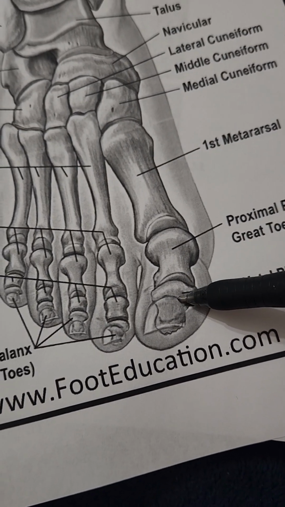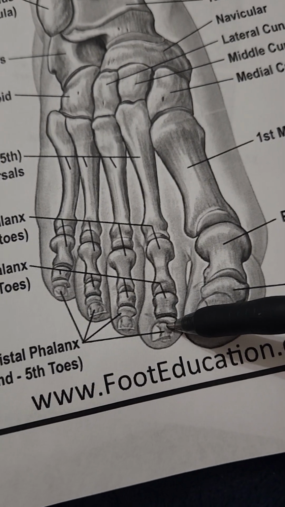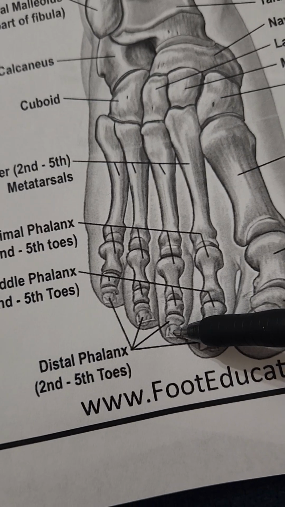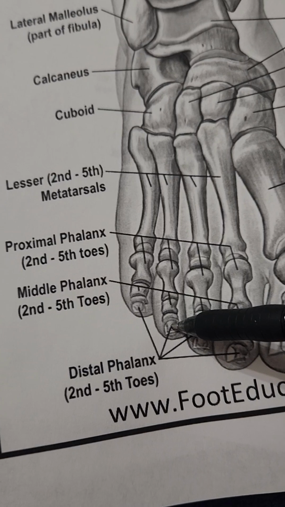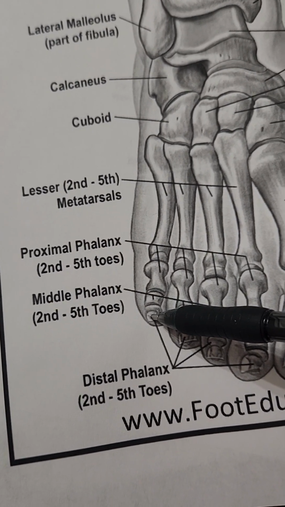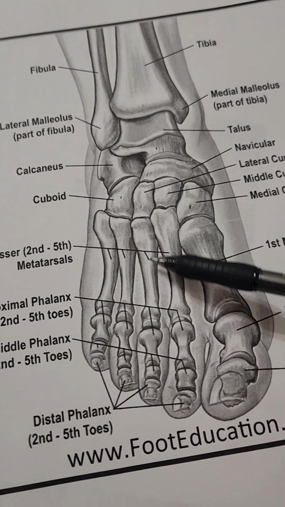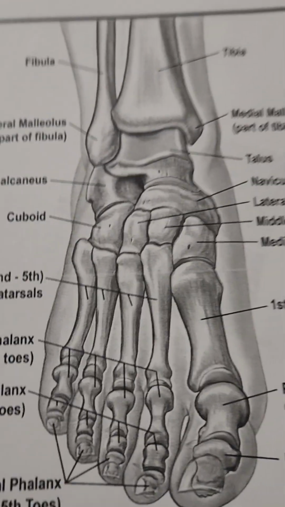Distal phalanx of the first digit, distal phalanx of the second digit, distal phalanx of the third digit, distal phalanx of the fourth digit, distal phalanx of the fifth digit. Okay, that's the whole entire bones of the foot right there.